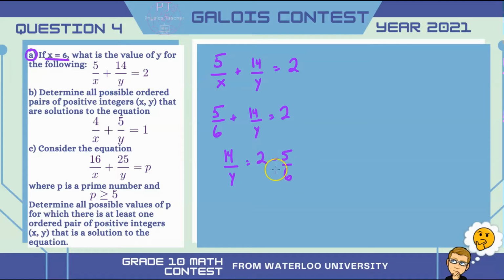And now we need to subtract. You can think of this 2 as 2 over 1. And so we have 14 over y equals, now 2 over 1 is the same as 12 over 6. And 12 minus 5 is 7. So we have 7 over 6. Alright, so we can see that, well, 7 times 2 is 14. So 6 times 2 tells you that y equals 12. So there's our answer to part A.